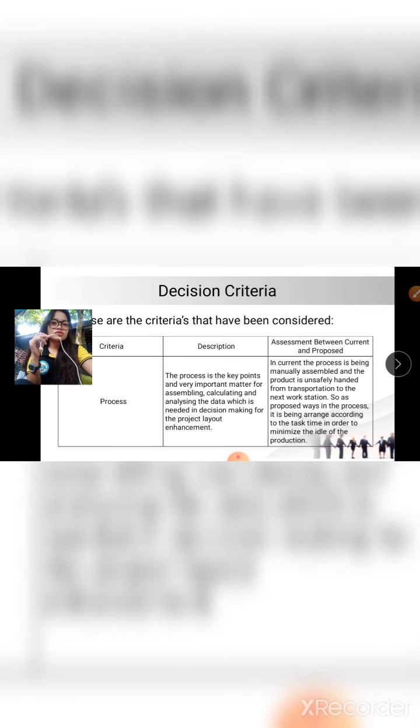In the decision criteria, we have here the process. It describes that the process is the key point and a very important matter for assembling, calculating, and analyzing the data which is needed in decision making for the project layout enhancement. In the assessment between current and proposed, in current, the process is being manually assembled and the product is unsafely handed over from transportation to the next workstation. As proposed, the process is being arranged according to the task time in order to minimize the idle time of the production.